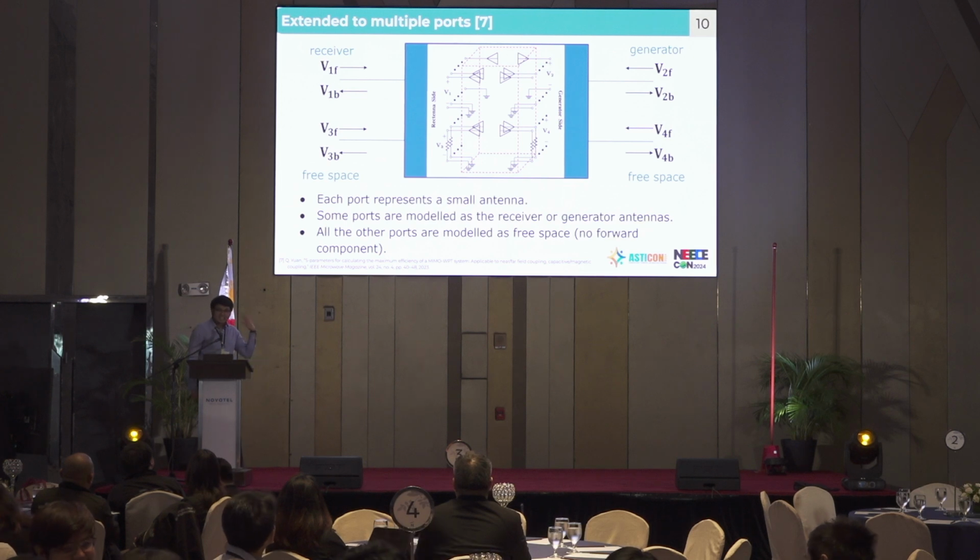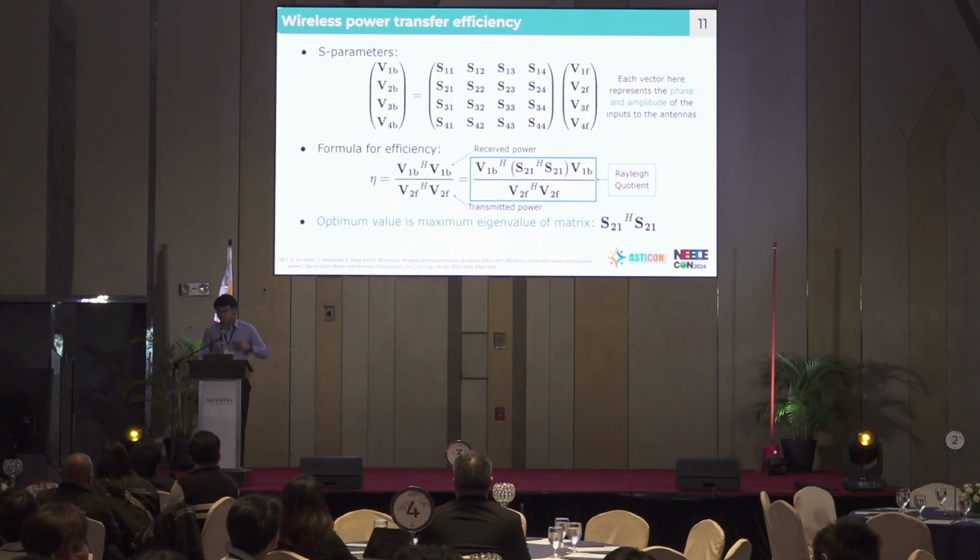One side is the receiver, and some parts of it are free space. One side is a generator, and other parts of it are free space. You can ultimately form this big matrix to relate the received energy and the energy you put into the system. Quite simply, the efficiency is this: you measure the voltage vector at your port 1B, you transmit power using V to F, and the efficiency is what you see here.